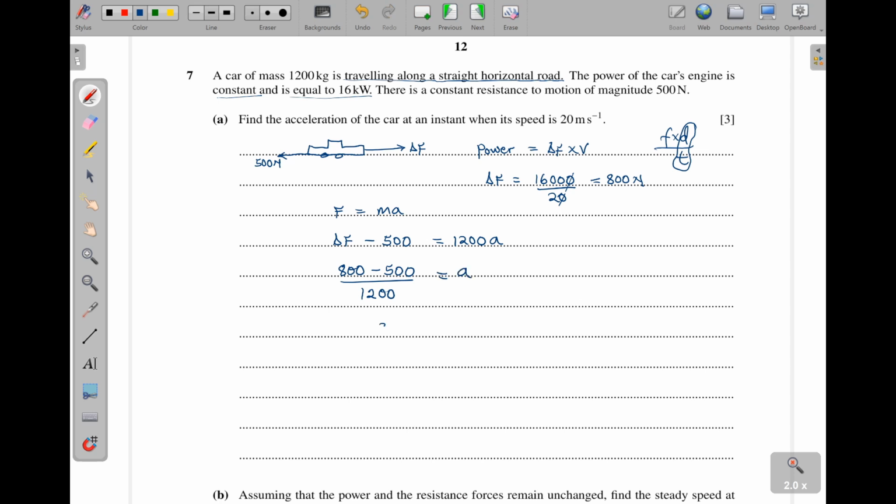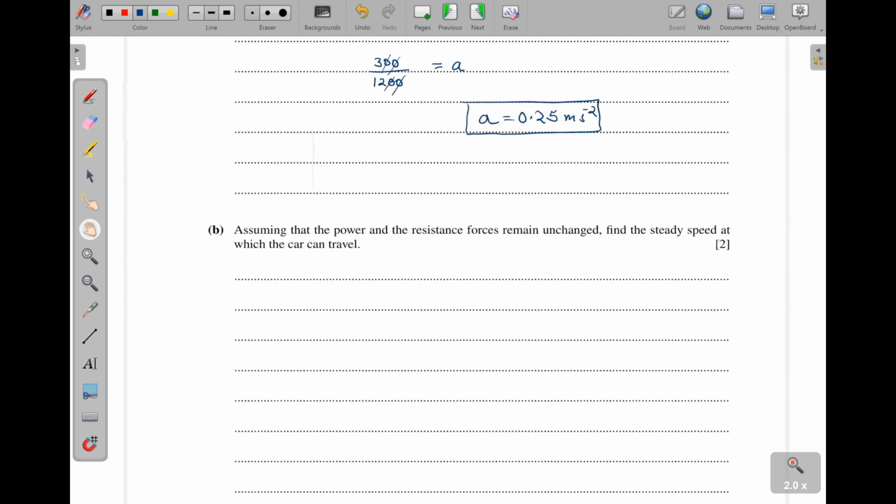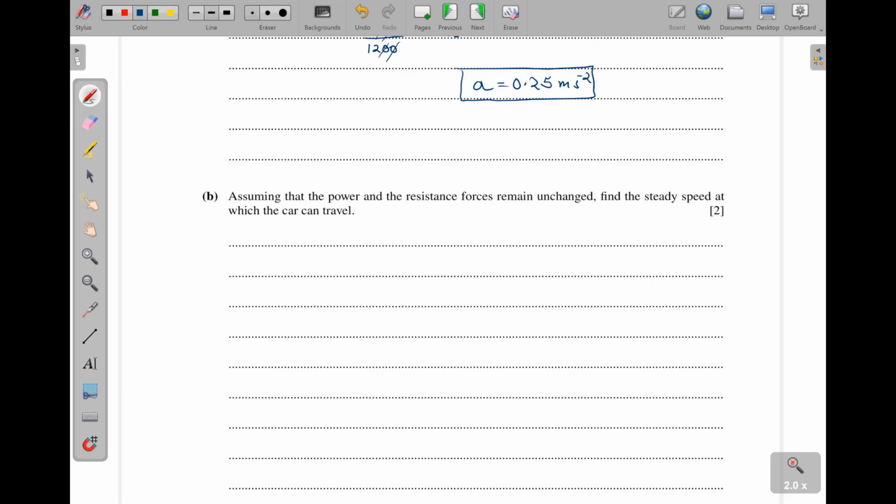Now, this one is going to be 300 divided by 1200. These ones will cancel. 3 over 12 is the same as a quarter. So meaning acceleration is equal to 0.25 meters per second squared. Just like that. Then part B, assuming that the power and the resistance forces remain unchanged, find the steady speed at which the car can travel.